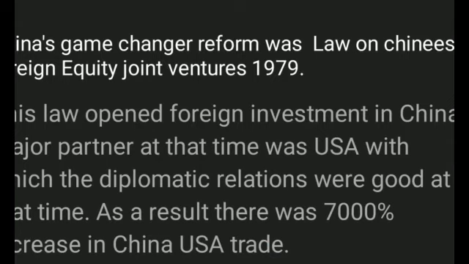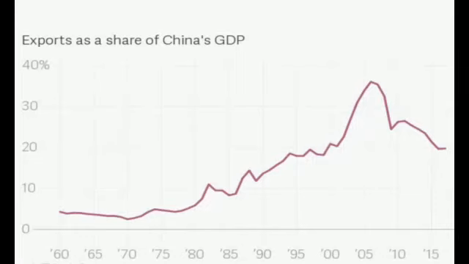The game-changing law was, of course, the law on Chinese foreign equity joint ventures. This law opened foreign investment in China, which was mostly from US companies. And as a result, there was an increase in relations between China and the US. So from the 1960s till now, you can see that China's GDP share has mostly been based out of its exports.